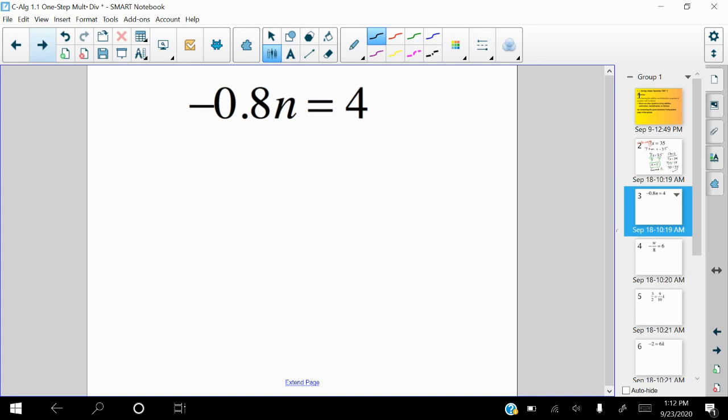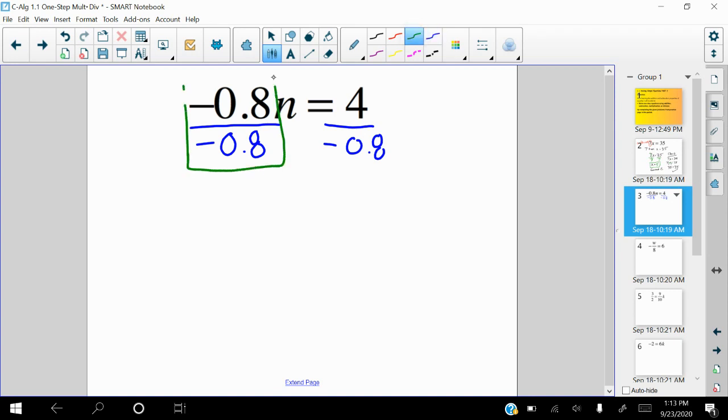All right, if you can hear my voice, that means that you have attempted this problem and you are here to listen to our answer to verify that what we did was correct. So we have negative 0.8n is equal to 4. Remember, we want that coefficient of n to be 1. Right now, it's negative 0.8. So just like before, we're going to divide by that coefficient on both sides. Now, when we divide, we have to bring that negative sign because we want that coefficient to end up being 1.